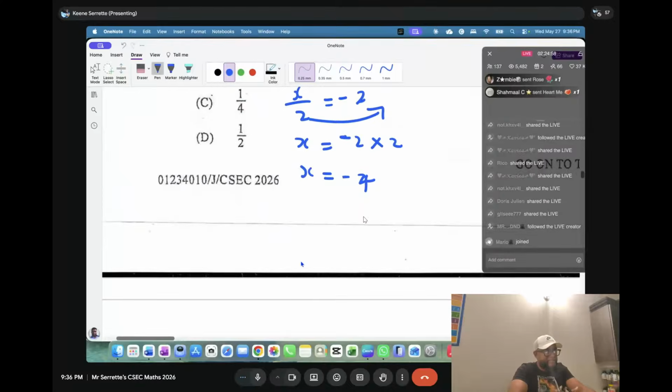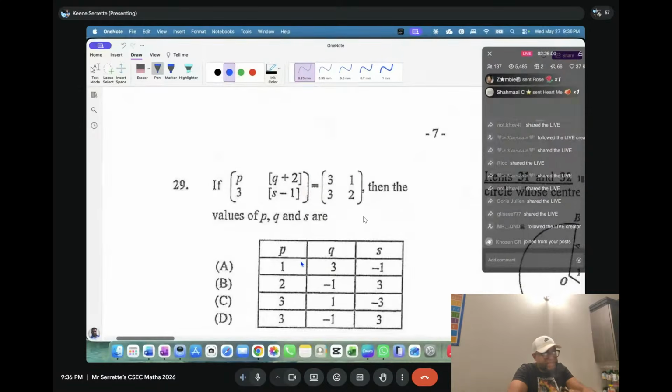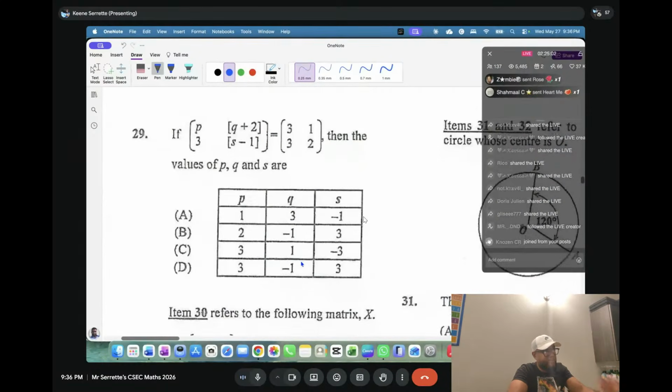Outside of that little question where I glitched, I find this paper was a very easy paper this year.